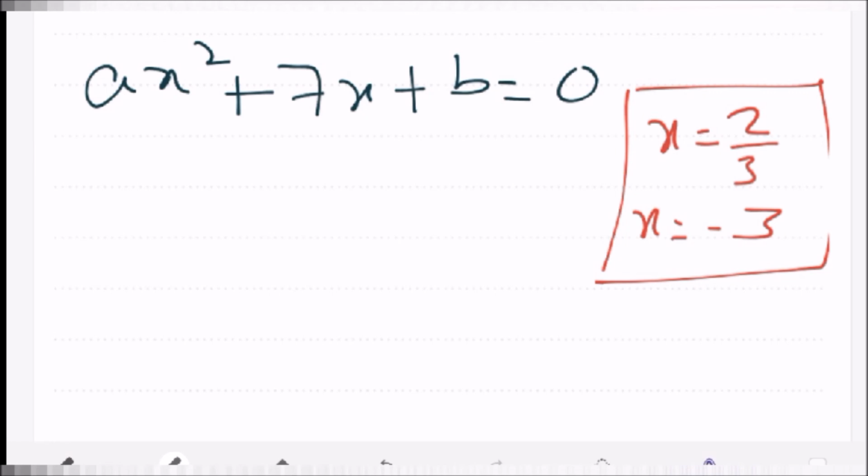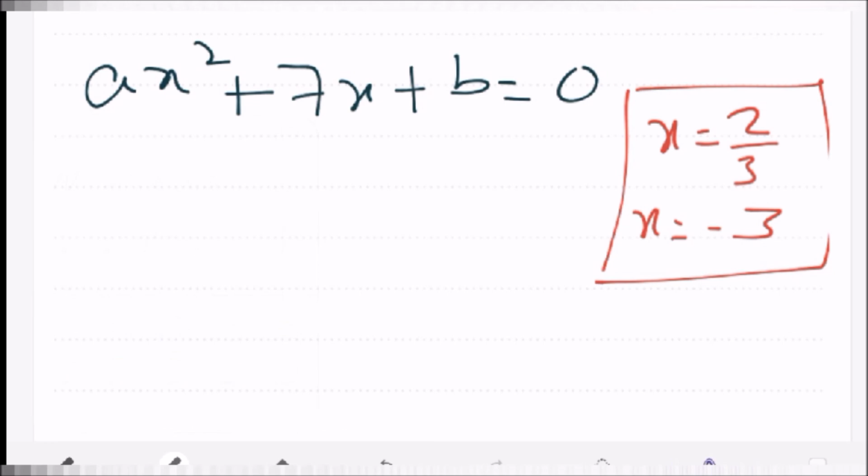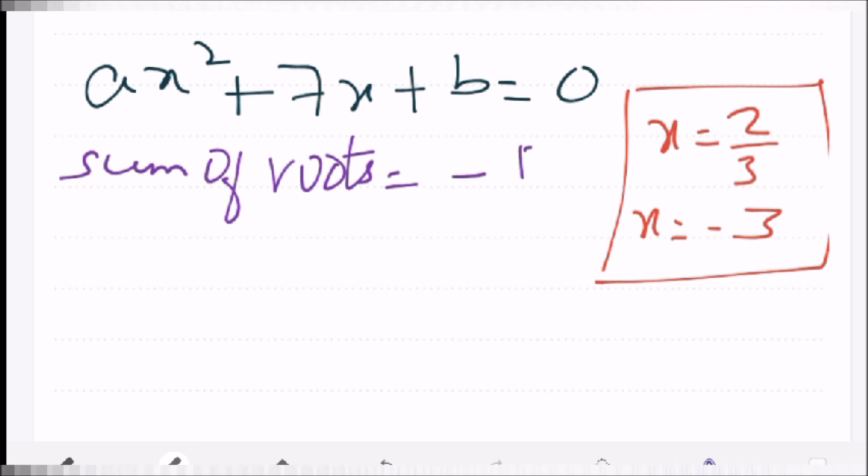In this question, 2 by 3 and minus 3 are the roots of the given quadratic equation. Now observe here, small letter a is the coefficient of x square and small letter b is the constant, which we represent usually by the letter c. Okay, so to avoid confusion, we will use capital A, B, C for the coefficients.